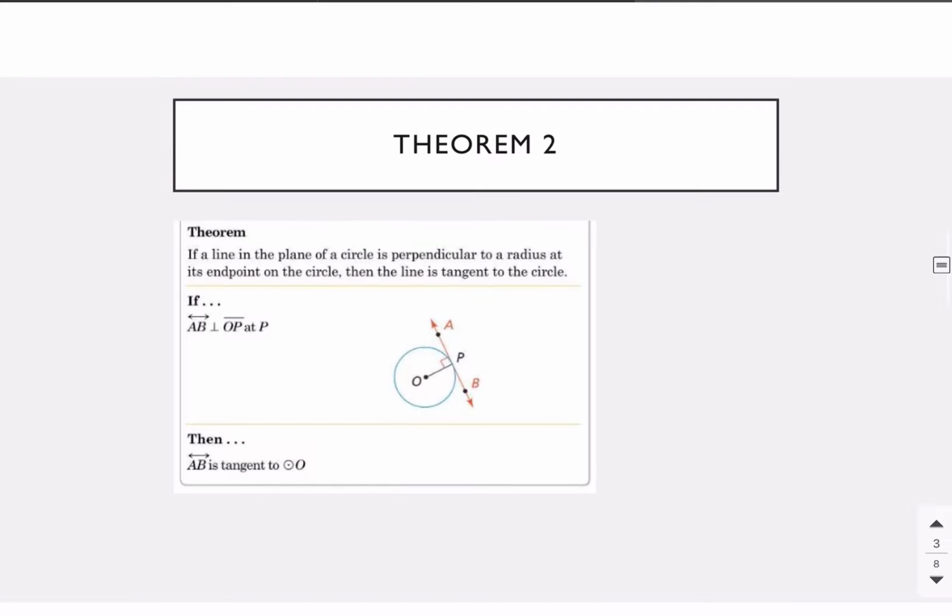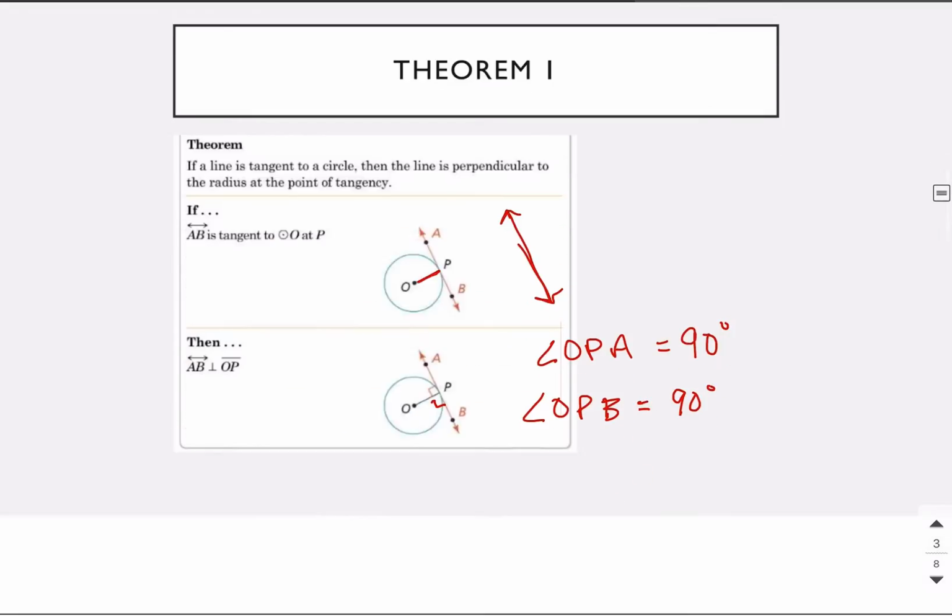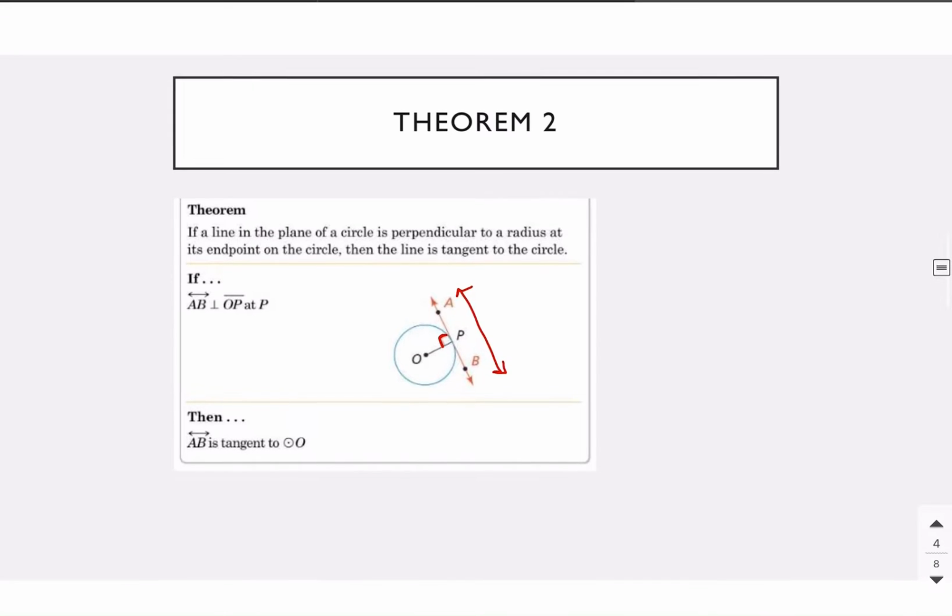That's one thing we need to know. The next thing is that if a line in the plane of a circle is perpendicular to a radius at its endpoint on the circle, then the line is tangent to the circle. Again, we have AB perpendicular to OP at P. That's why we have that right angle marked. So if there's that right angle, it lets me know that this line AB is tangent to the circle with center O.